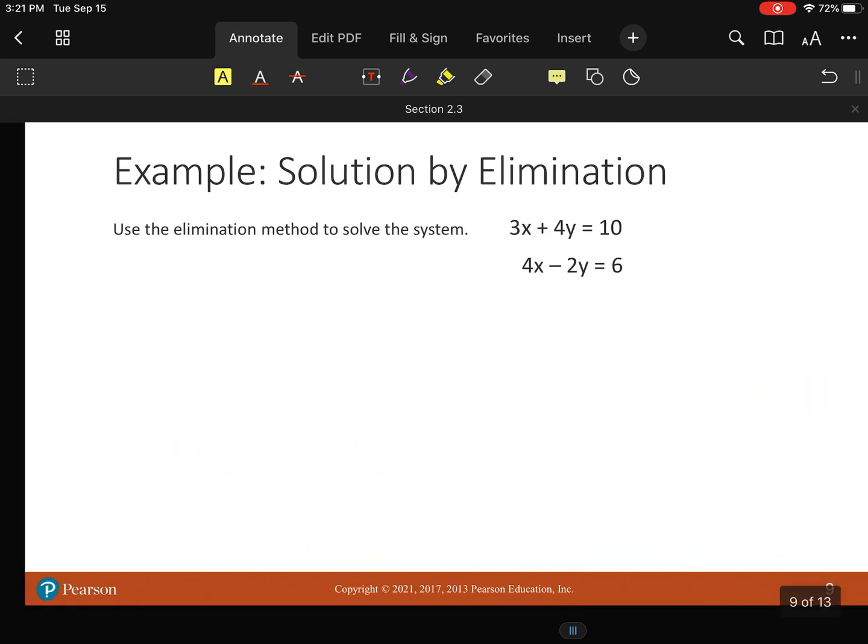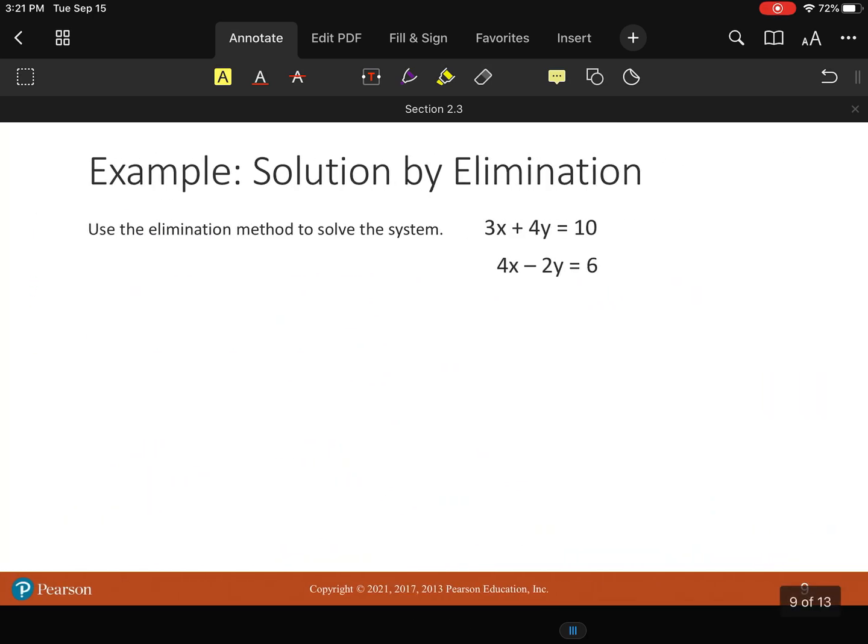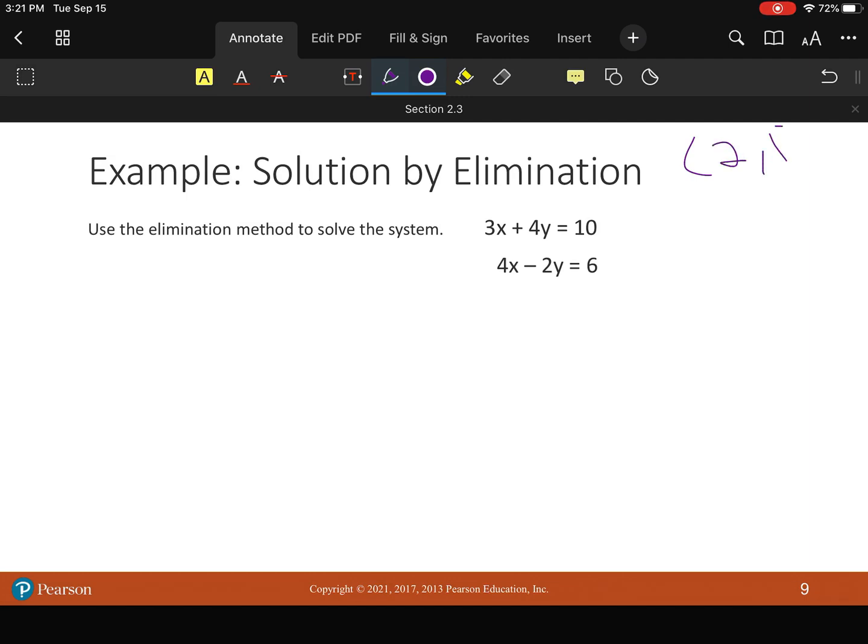Third technique, elimination. Same problem. We already know the solution, we just want to confirm that (2, 1) is indeed the solution. You've got your system, they'll give you the little brace out there. Now you've got to look and say, do I want to get rid of x? Do I want to get rid of y? I'm looking and I want to get rid of this y.